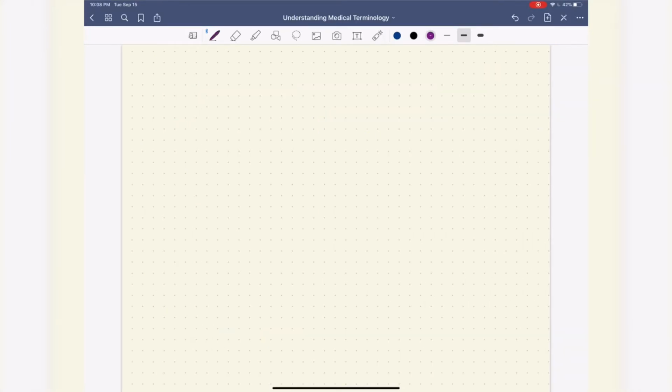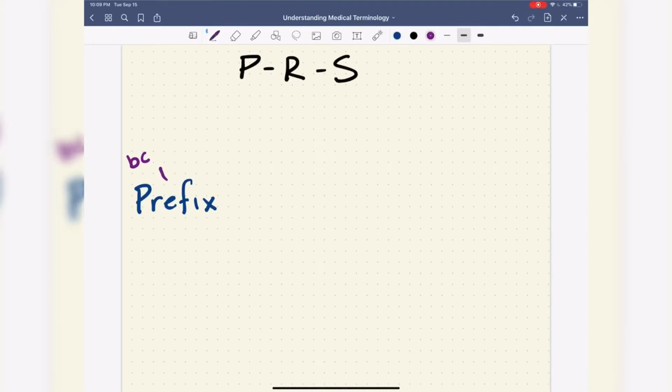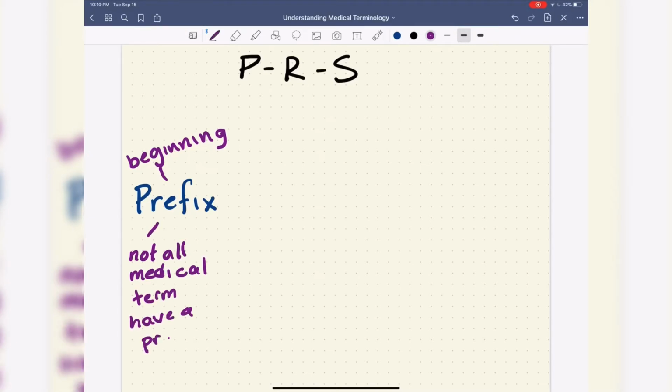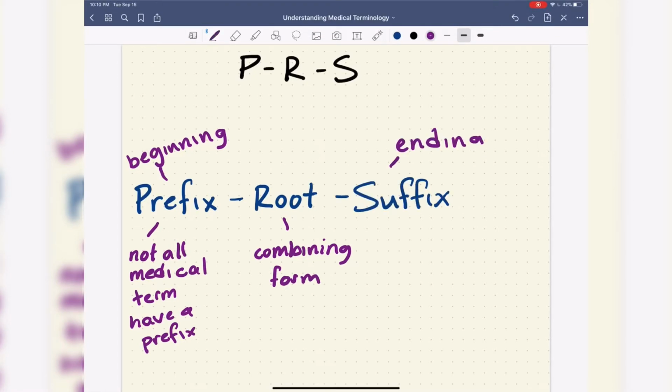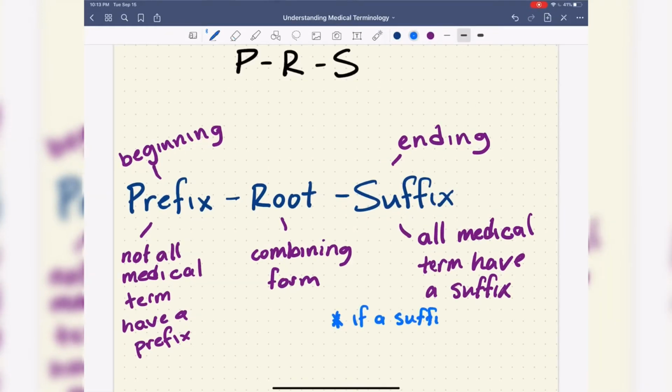Now you may be asking how all these word parts work together. Well, let's build a word together. An easy way to remember where each part goes is to remember P-R-S. Prefix will be found in the beginning of the word. Remember, not all medical terminology will have a prefix. Following a prefix is a root, and following that can be another root or a suffix. And remember, all medical terminologies will end with a suffix. And if a suffix begins with a vowel, you will need to drop that combining vowel.